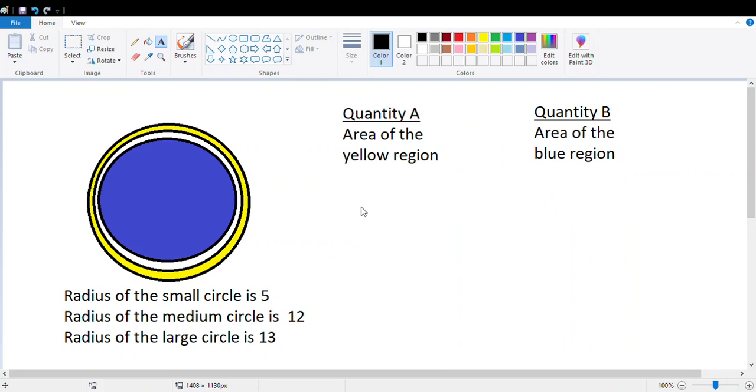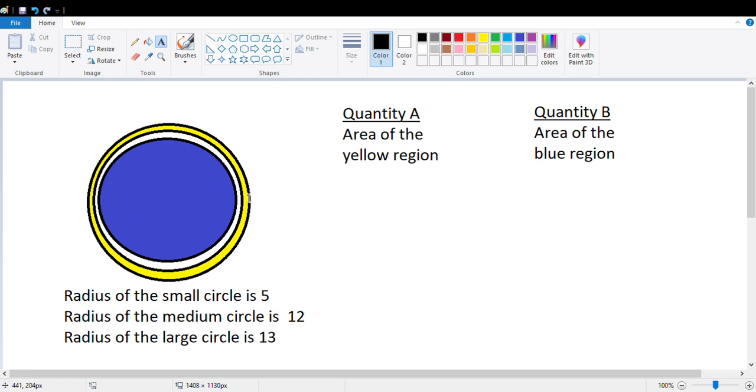Alright, so this is Bomb 8 again, another one of the GRE quantitative comparison questions. In this case, we're given three circles, each one inside of the other. We have this smaller circle here with a radius of 5, corresponding to this blue part here. We have this middle circle, the medium circle, with a radius of 12, and the radius of the large circle is 13. We have quantity A, which is the area of the yellow region, that is the area of this part right here, and quantity B, which is the area of the blue region, obviously this part right here.